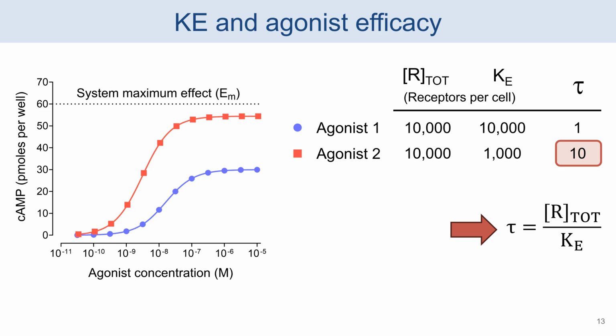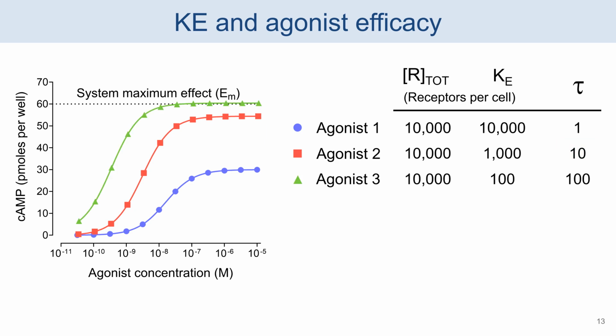Finally, let's look at an even higher efficacy agonist. Here we have agonist 3. This high efficacy agonist reaches the system maximum effect. Here we have a Ke value of 100 receptors per cell. This means we need even fewer receptors to generate half the system maximum effect. Agonist 3 is really efficient for generating the signal.